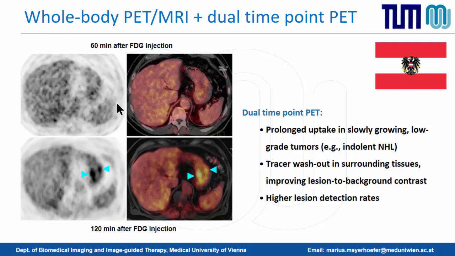So in this case here, for instance, that was one of the patients who underwent both PET-CT and PET-MR. And we can see that the lesion seen at the later time point here in PET-MR, which is a MALT lymphoma of the stomach, was not at all visible at the regular time point. So here it really made a difference.